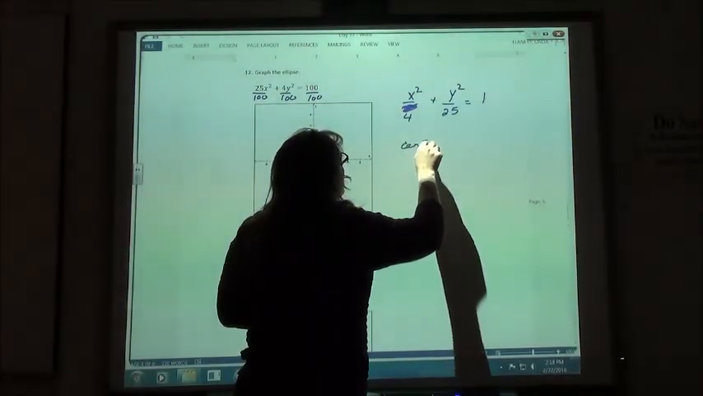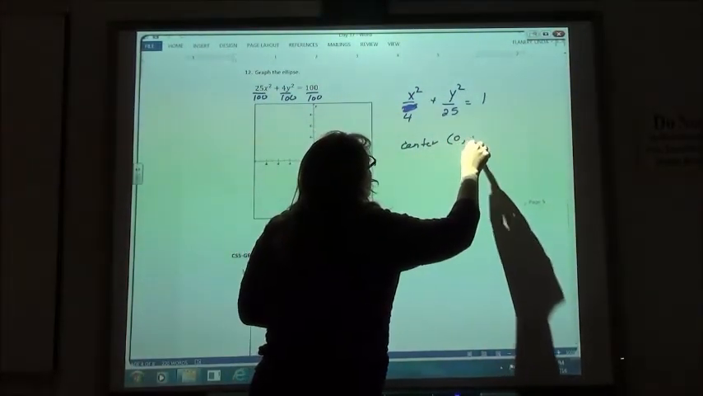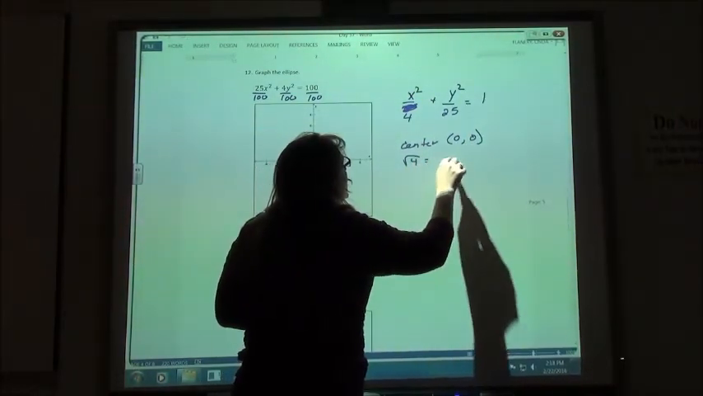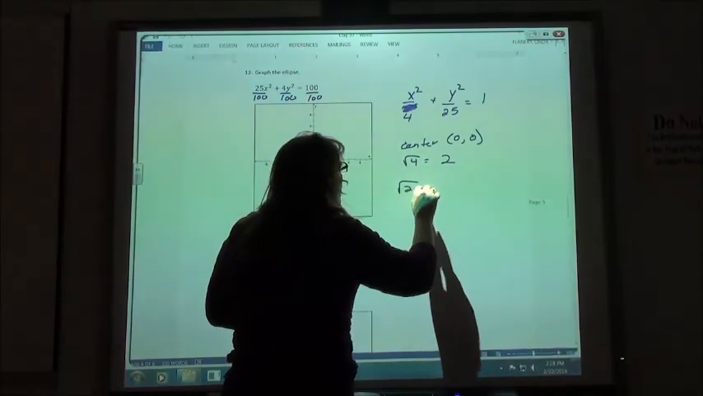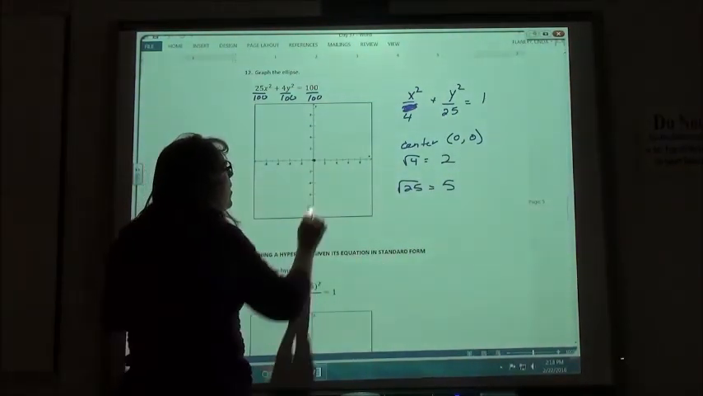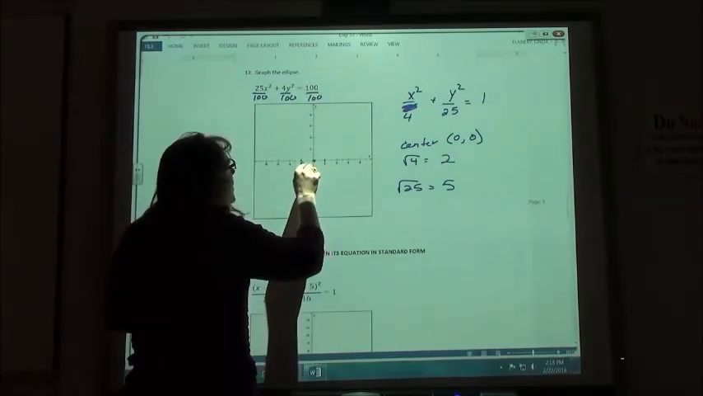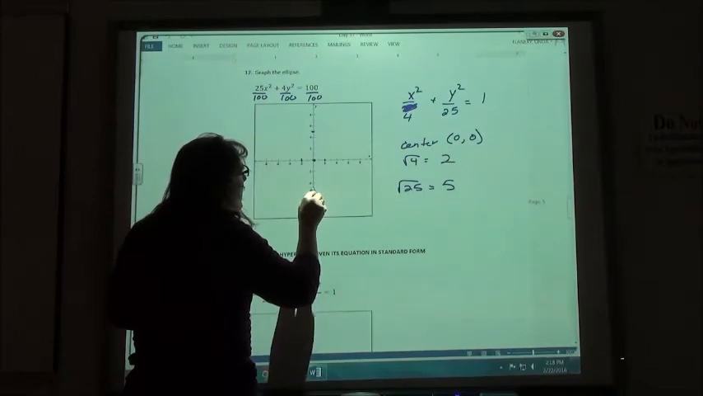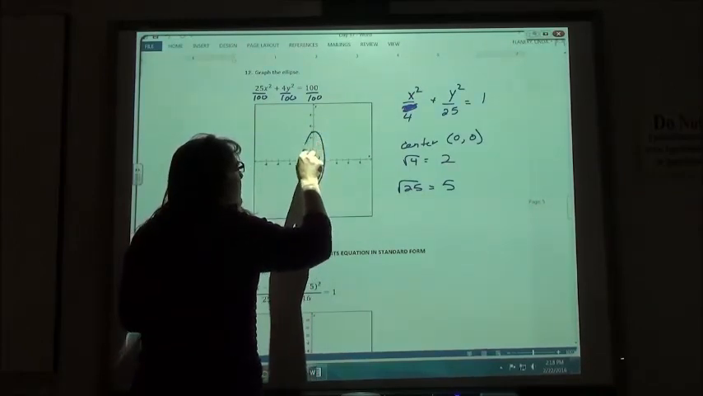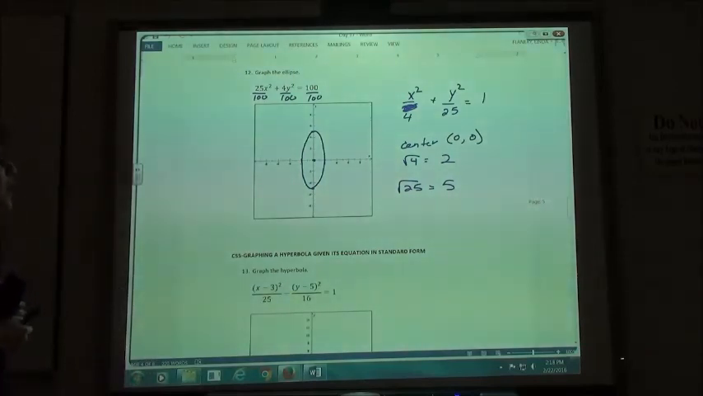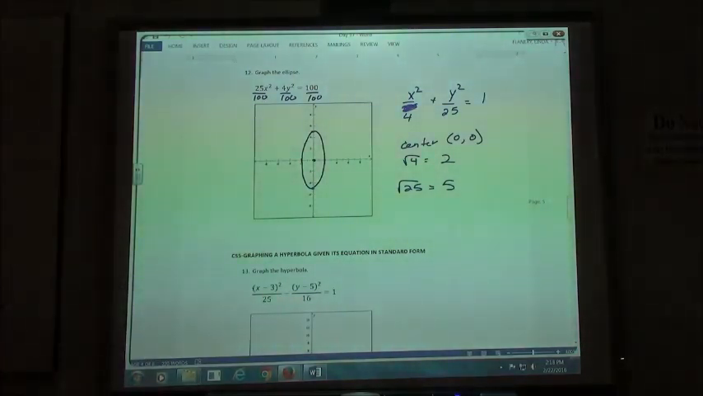Again, my center is going to be at the origin, so at 0, 0. This time the square root of 4 is 2, and the square root of 25 is 5. So I centered it at 0, 0, opens up 2 to the right and left, opens up 5 up and down, and so my ellipse is going to be taller up and down than it is wide, since my bigger number was under my y, and it's going to look something sort of like that.